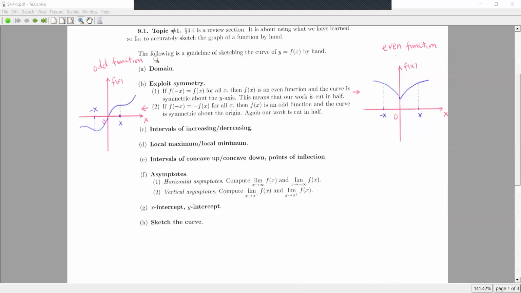After we connect all the information, then step 8, sketch the graph of the function. Let me show you one example about these 8 steps.